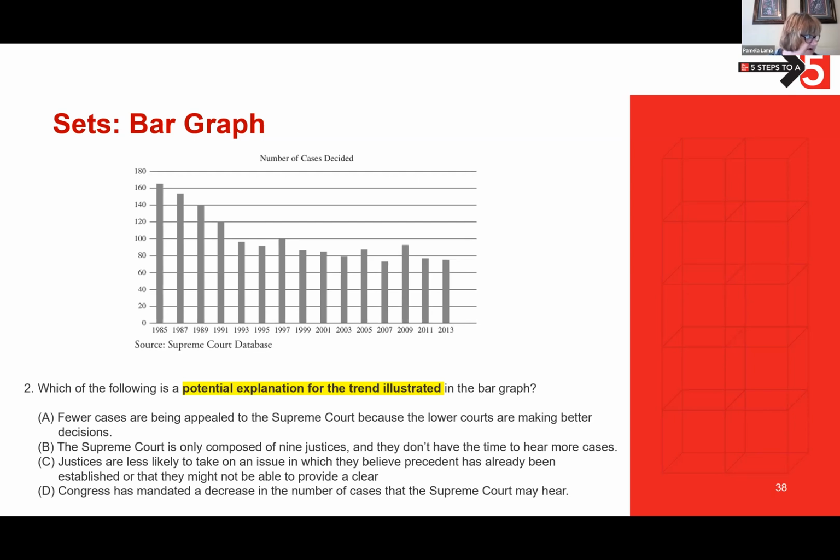Could it be because fewer cases are being appealed to the Supreme Court? Because the lower courts are making better decisions? Could it be because the Supreme Court is only composed of 9 justices and they don't have enough time to hear more cases? Could it be because justices are less likely to take on an issue in which they believe precedent has already been established, or that they might be able to provide a clear response? Or is it because Congress has mandated that they hear fewer and fewer cases?